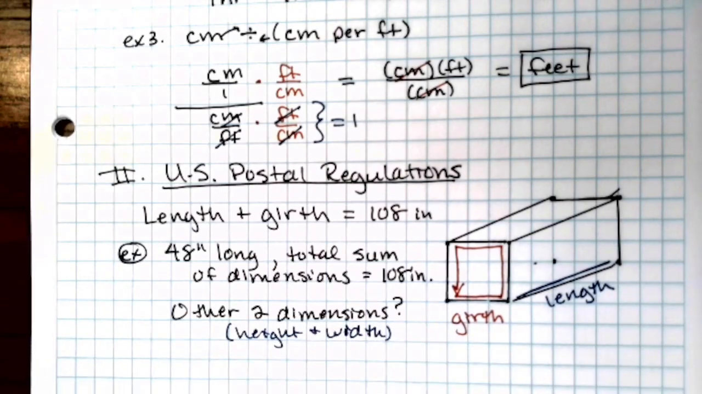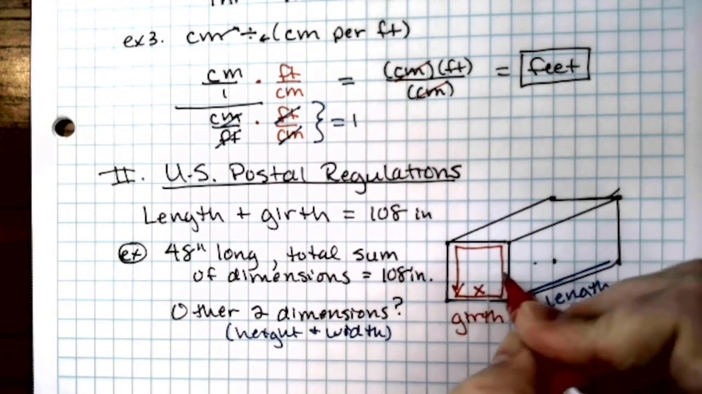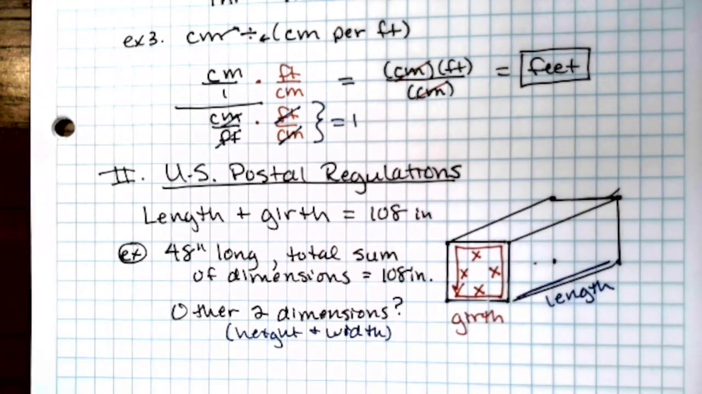Now, in this particular box, the height and the width are the same number. So we're looking for the height and the width, and both of those are the same x. So we're going to label the height and the width x, and then we're going to substitute those into the formula.